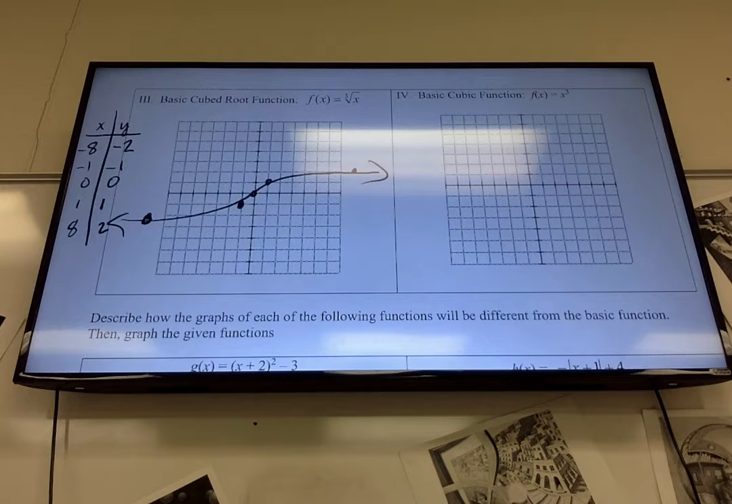Cubic function. So if I plug in 0, I get out 0. If I plug in 1, I get out 1. What's 2 cubed? No, it's 2 squared. 8, yeah. It's only going to go up 7, so go up a little higher. And that's the same thing, only negative. Negative 1 cubed is negative 1. Negative 2 cubed is negative 8.